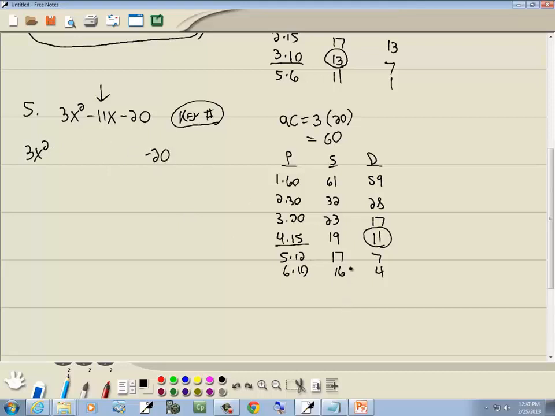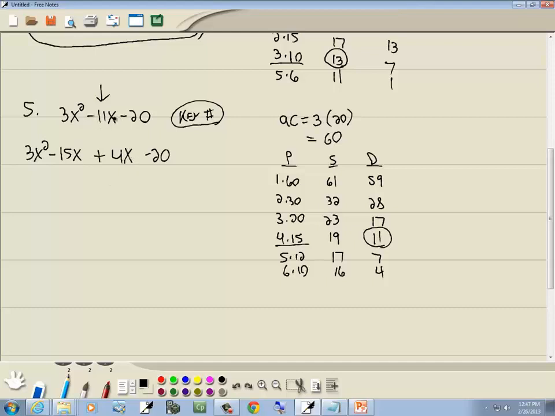Now all of our notes on our signs still hold true. The larger number in the P column, which is the 15, is always going to be the same sign as the middle term. Middle term's negative, so we're going to have a negative 15x. The number I circled in the difference column, D for different signs, means one's positive and one's negative. Since the 15 was negative, then the 4 has to be positive.